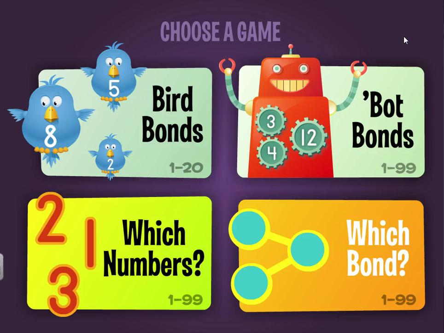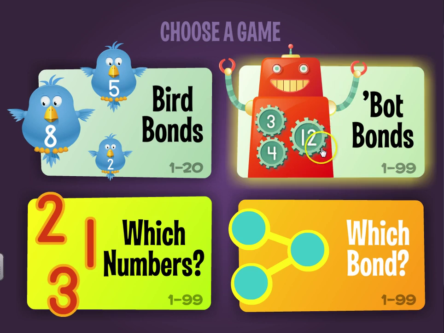Let's get started. Each of these games uses the concept of a number bond. A number bond is simply a pictorial representation of a whole number and its parts. In this case, we're looking at multiplication and division, so we have a whole number of 12, the product, and the parts are the factors of 12, 4 and 3.